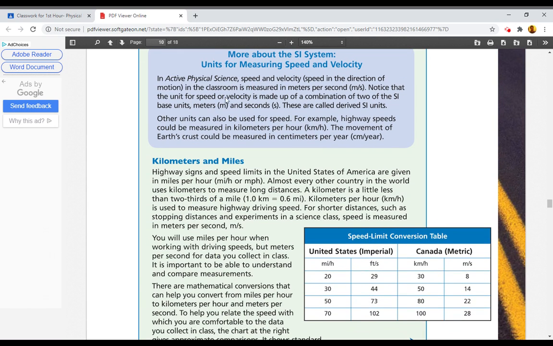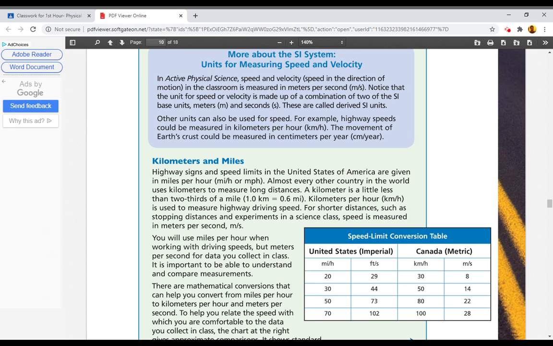More about the SI system. Units for measuring speed and velocity. In Active Physical Science, speed and velocity, or speed in the direction of motion, in the classroom is measured in meters per second. Note that the unit for speed or velocity is made up of a combination of the two SI base units, meters and seconds. These are called derived SI units.